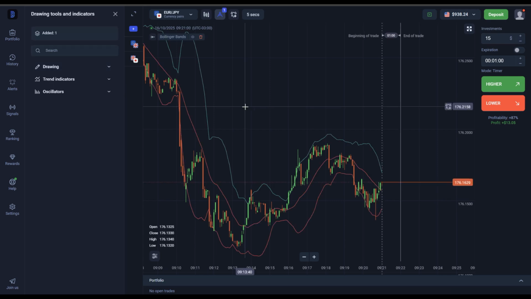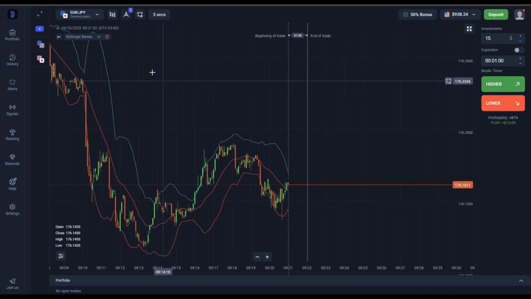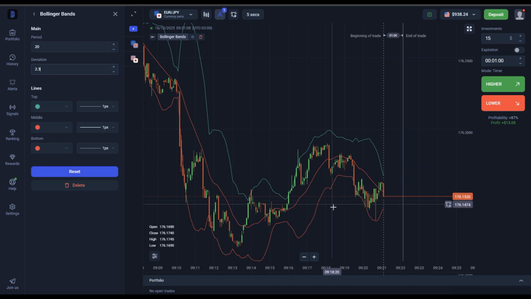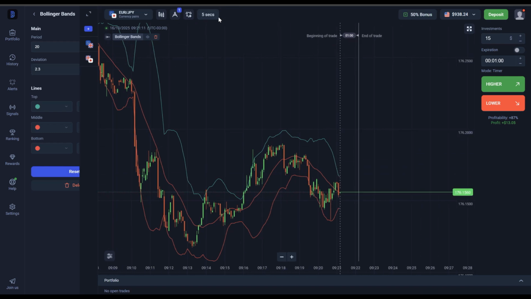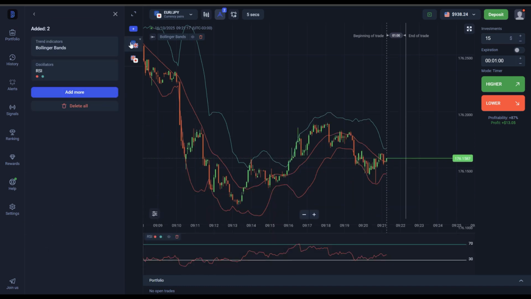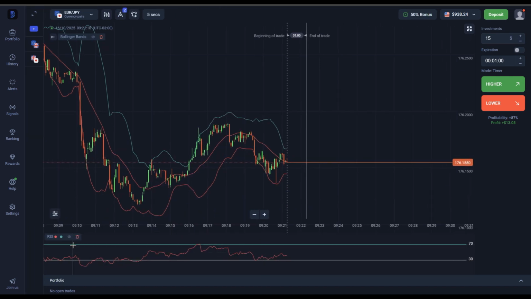We will slightly modify it. Specifically, we will set the deviation to exactly 2.3, which will make it noticeably wider than its usual appearance. And we will also need the relative strength index, RSI indicator, with its standard default settings, at least on this trading platform, namely a period of 14 and levels at 70 and 30.